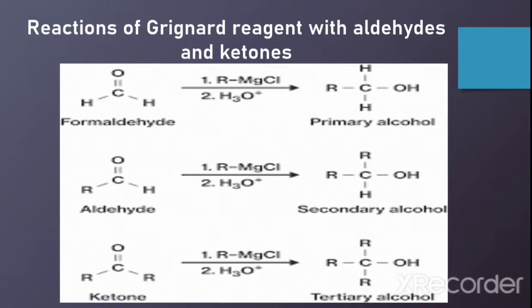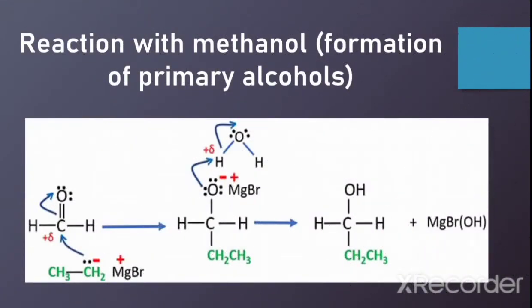So the next is ketone, which reacts with the Grignard reagent in the presence of hydronium ion, and we have our tertiary alcohol. The procedure is the same in all the alcohol formation. So the next is a mechanism, that is a reaction with methanol, and in the result the formation of primary alcohols. Firstly, the methanol will react with the Grignard reagent.